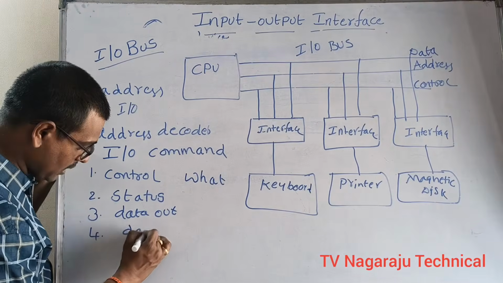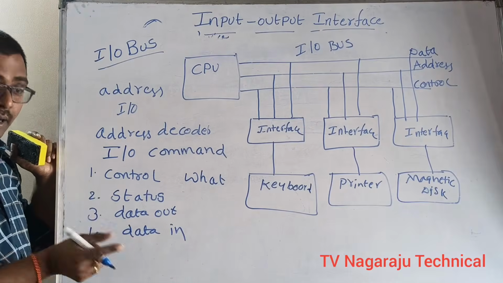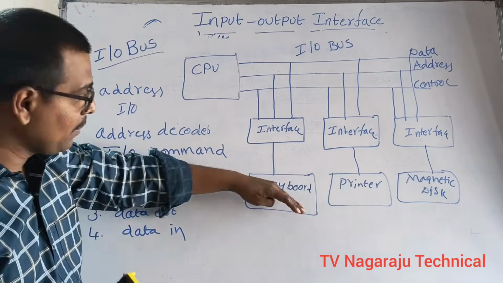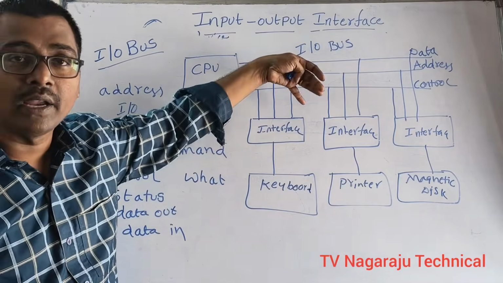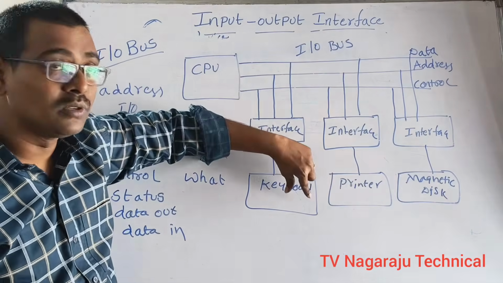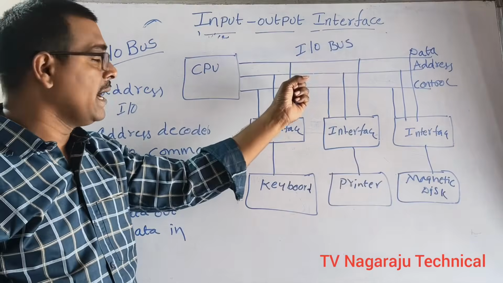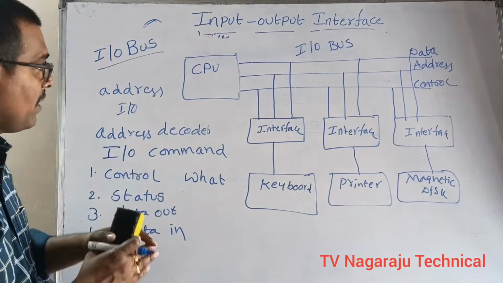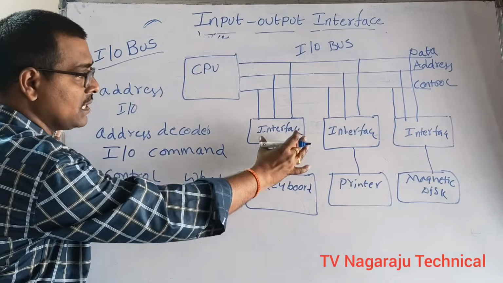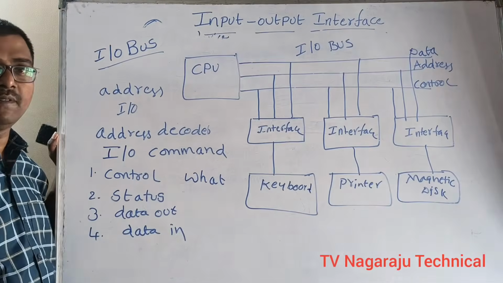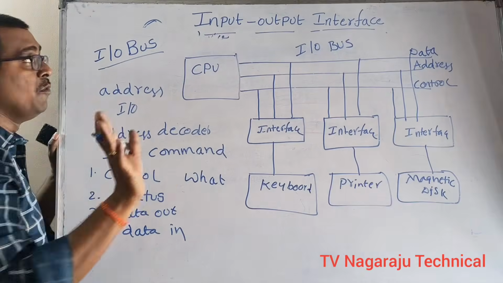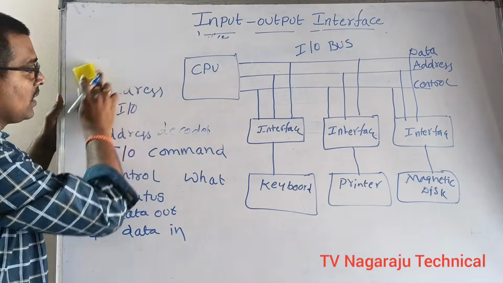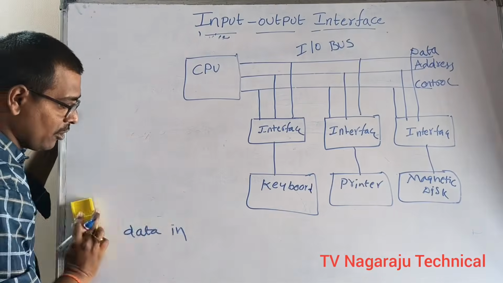And the next one is the data in command. It is exactly the reverse of data out. Here the peripheral gives the data to the interface. The interface receives the data from the peripheral and places it into a buffer register. This is how a processor communicates with the peripheral devices by using the I/O bus. Okay, clear? Till now we discussed only one thing, that is related to the I/O bus.